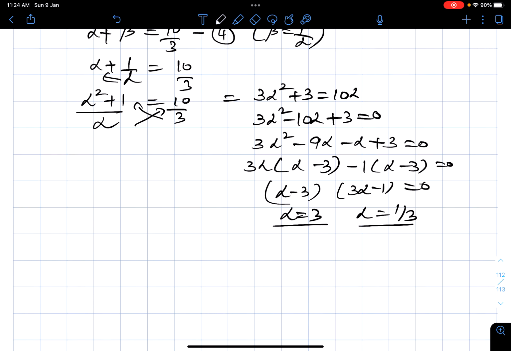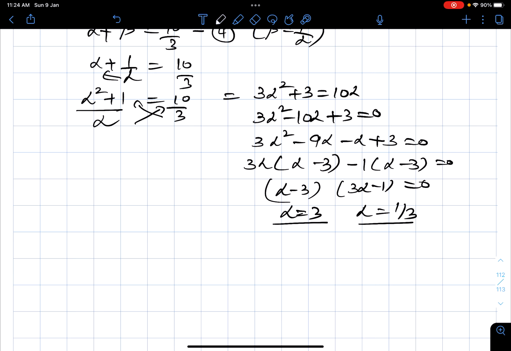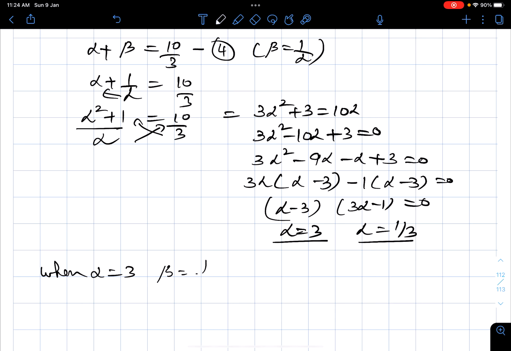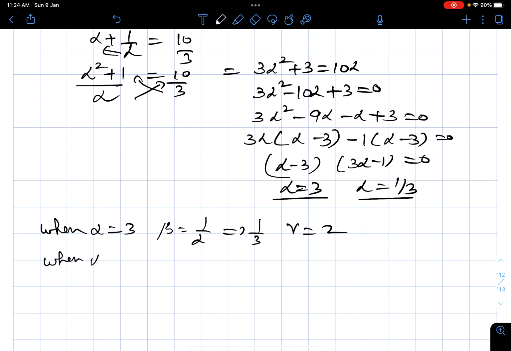So for alpha you are going to get two values. Substituting both, you are going to get all the three roots. Already you have got gamma, isn't it? So when alpha equal to 3, beta, actually you have got it as 1 by alpha, that is 1 by 3. And gamma is going to be 2 always. Similarly, when alpha equal to 1 by 3, beta equal to 1 by 1 by 3. So 3 comes to the numerator, so it is going to be 3. And here also gamma equal to 2.